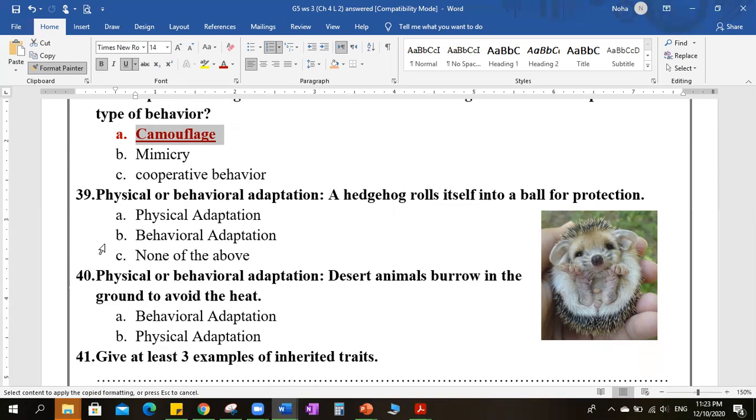Number 39, physical or behavioral adaptation. You have to pick which one. A hedgehog rolls itself into a ball for protection. Exactly, it's something the animal did, so it's a behavioral adaptation.